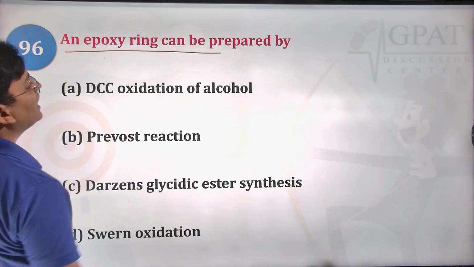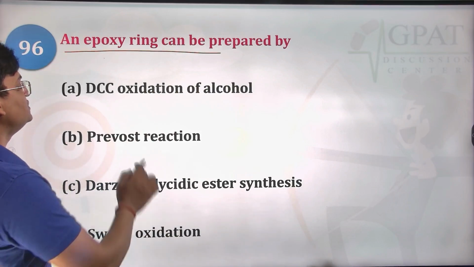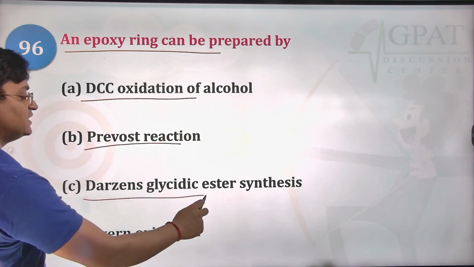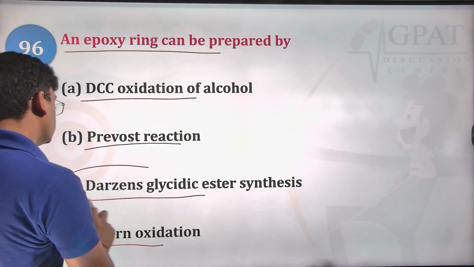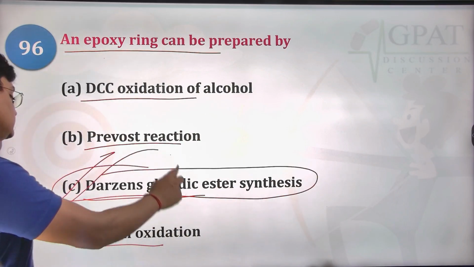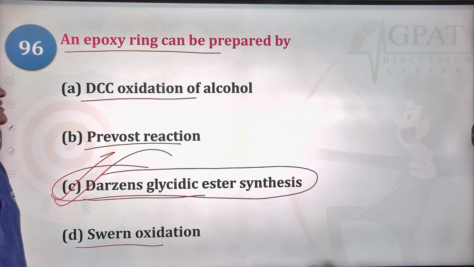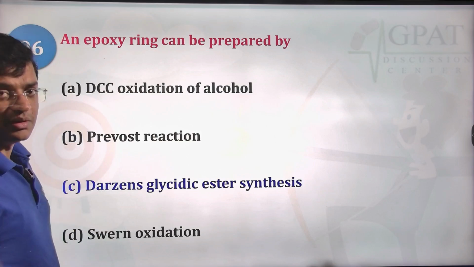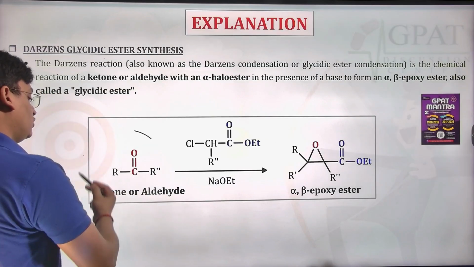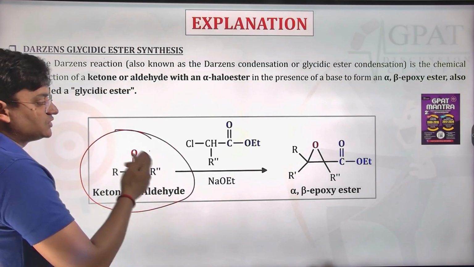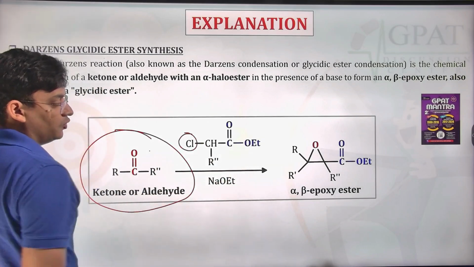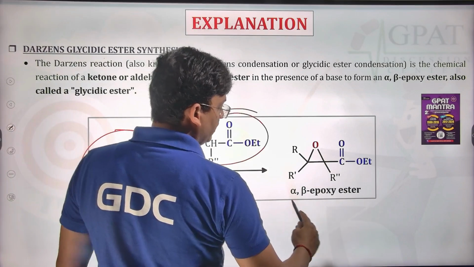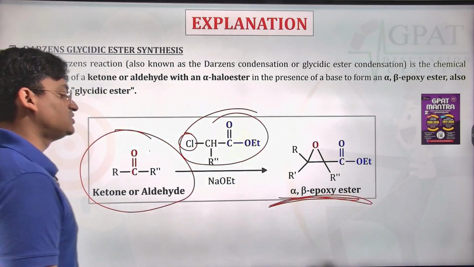An epoxy ring can be prepared by DCC oxidation of alcohol, Prevost reaction, Darzens glycidic ester synthesis, or Swern oxidation. This is Darzens glycidic ester synthesis, in which an epoxy ring can be prepared. A ketone or aldehyde reacts with an alpha halo ester, and we end up getting an alpha beta epoxy ester.